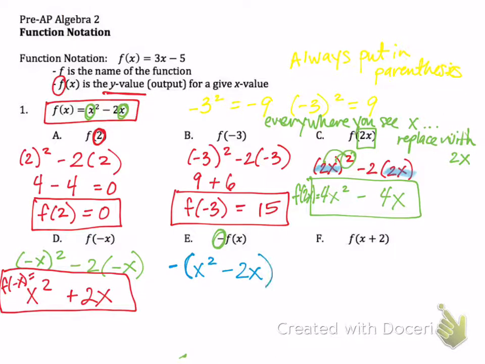So what happens when I have a negative in front, if I distribute that negative, it becomes negative x squared plus 2x.